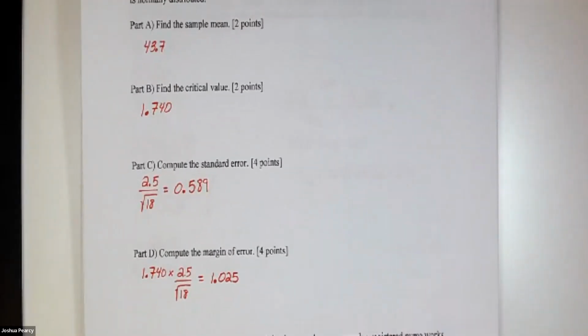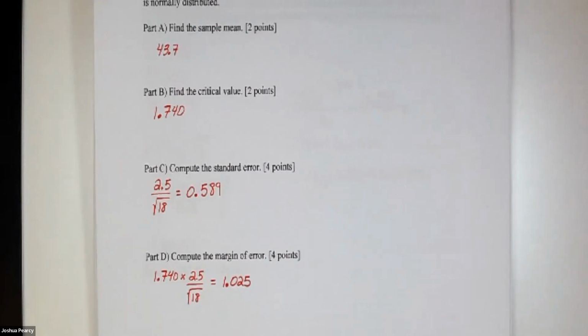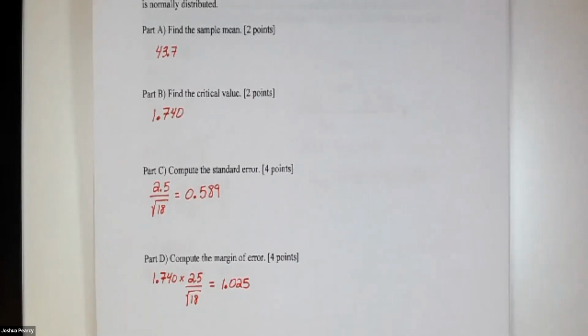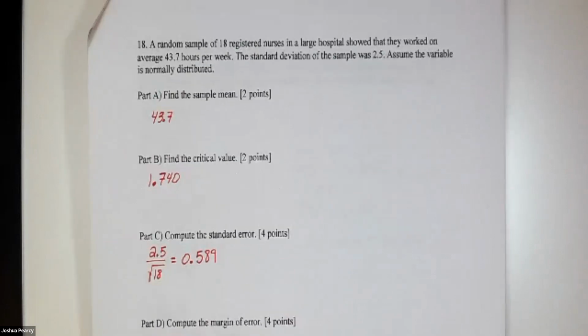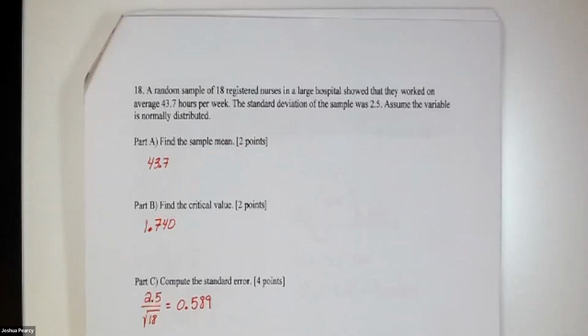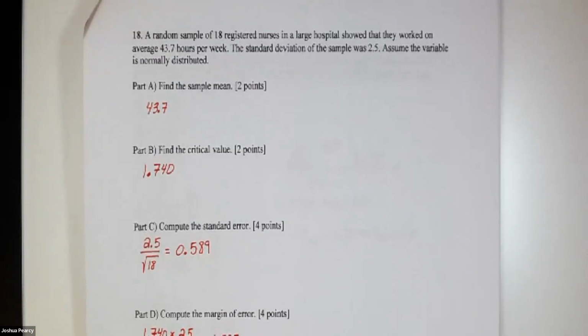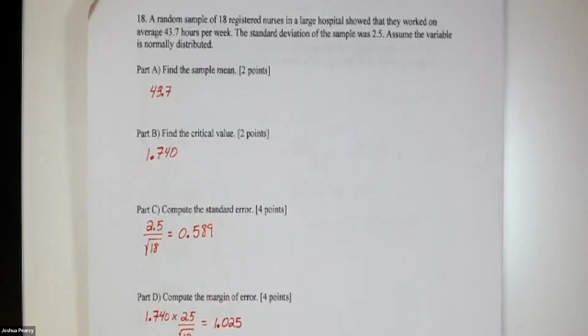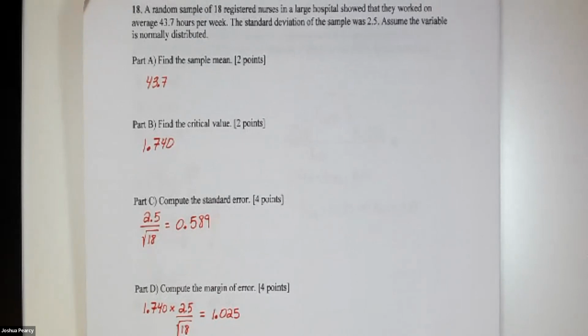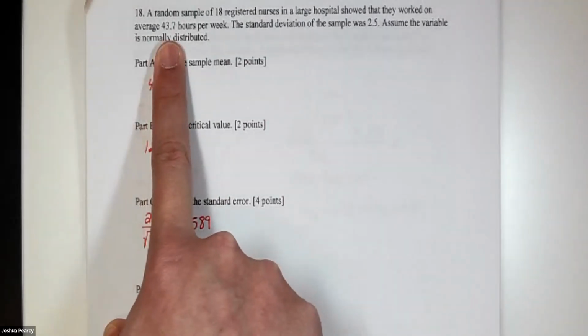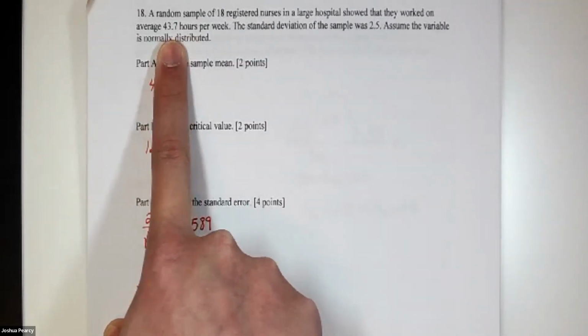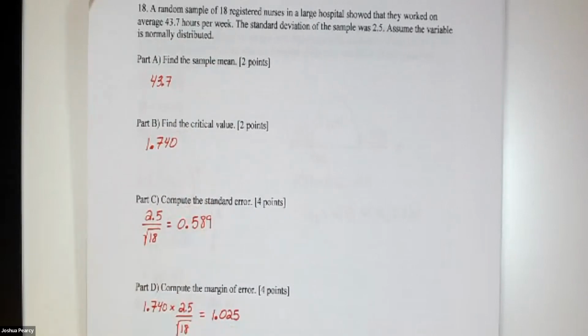This one, I think I changed the number of hours worked and the standard deviation for Form B. It's pretty much almost the exact same. I think it says 44.7 and 3.5 or something like that. I don't know. The first step, find the sample mean. I didn't expect you to write out everything. So literally all I did was write down what it is. The sample mean is the average number of hours worked per week for registered nurses, 43.7.